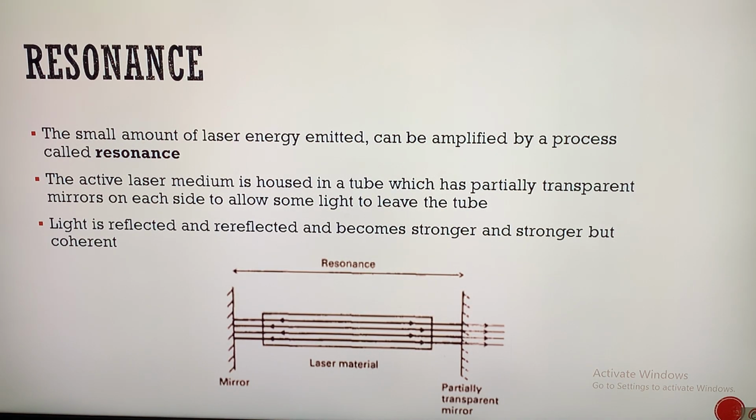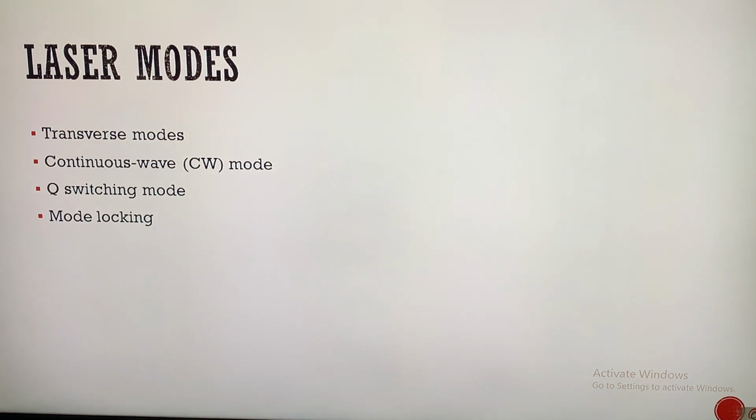The amount of laser energy emitted is actually very small, but it can be amplified by a process called resonance. The active laser medium is housed between two parallel transparent mirrors on each side to allow some light to leave the tube. Light is reflected and re-reflected and becomes stronger and stronger. This whole process is called resonance. There are three main laser modes: transverse mode, continuous wave mode, and Q switching mode. And there's another term called mode locking.